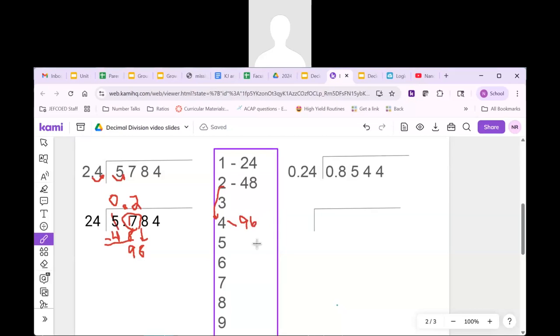Okay? So that tells me to use my 4 fact. If you did not know that, you'd just have to multiply, right? 4 times 24 is 96.